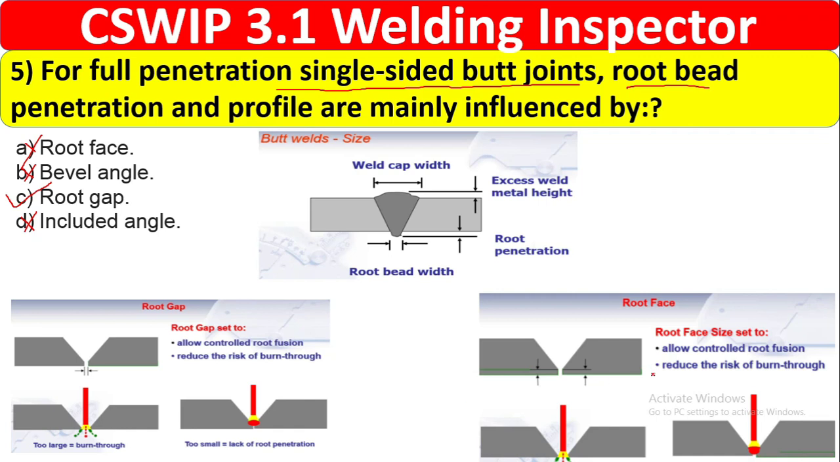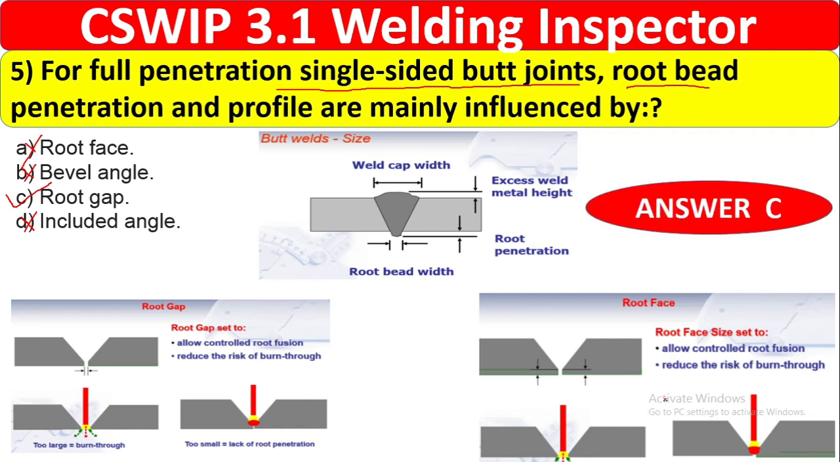You see root face. It allows control of root fusion and reduces the risk of burn through. If the root face is small, burn through will happen. If the root face is very big, then lack of root penetration will be there. So you understand, the answer will be option C.